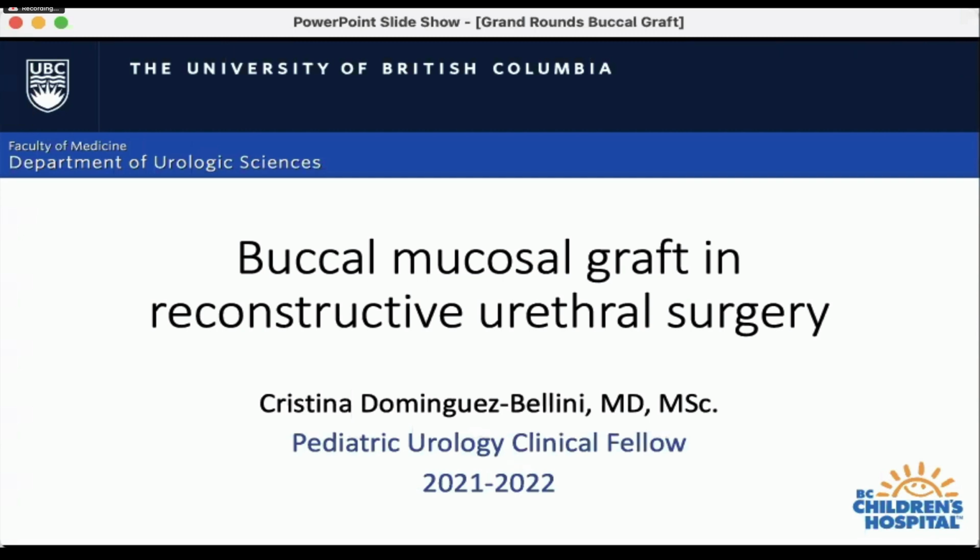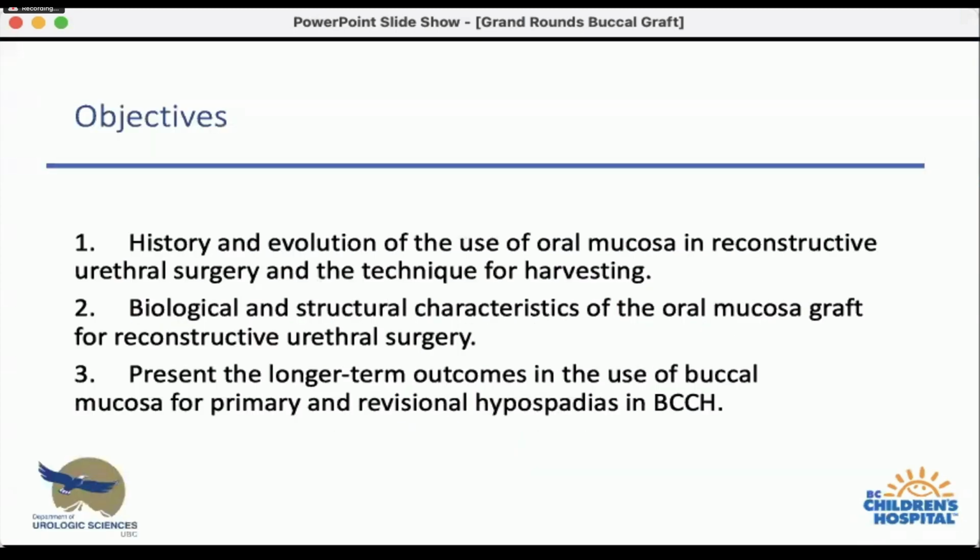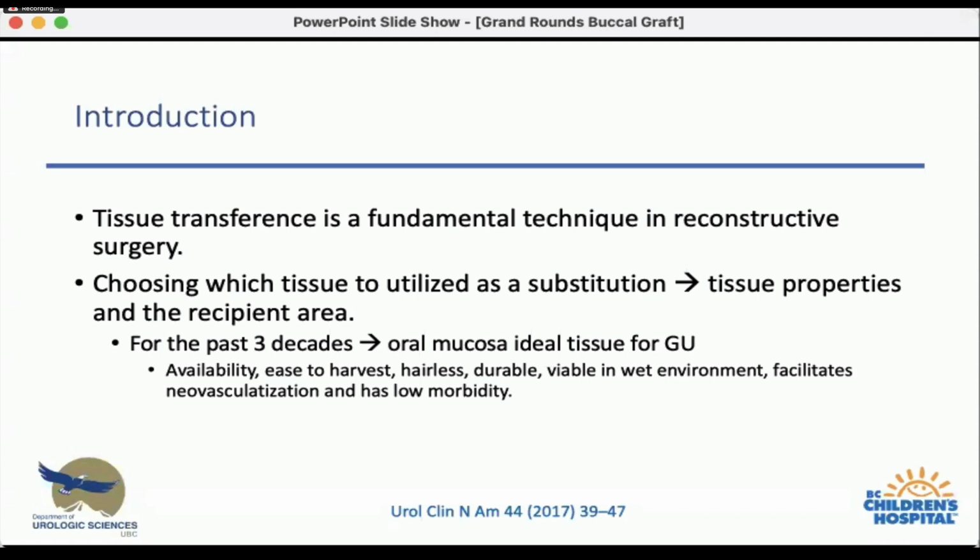We're going to start with our topic, buccal mucosa graft in reconstructive urethral surgery. The objectives: we're going to talk about the history and the evolution of the use of the oral mucosa in reconstructive urethral surgery and the techniques for harvesting. We're going to talk about the biological and the structural characteristics of the oral mucosa graft for reconstructive urethral surgery. And we're also going to present the long-term outcomes in the use of the buccal mucosa for primary and revisional hypospadias in our institution.